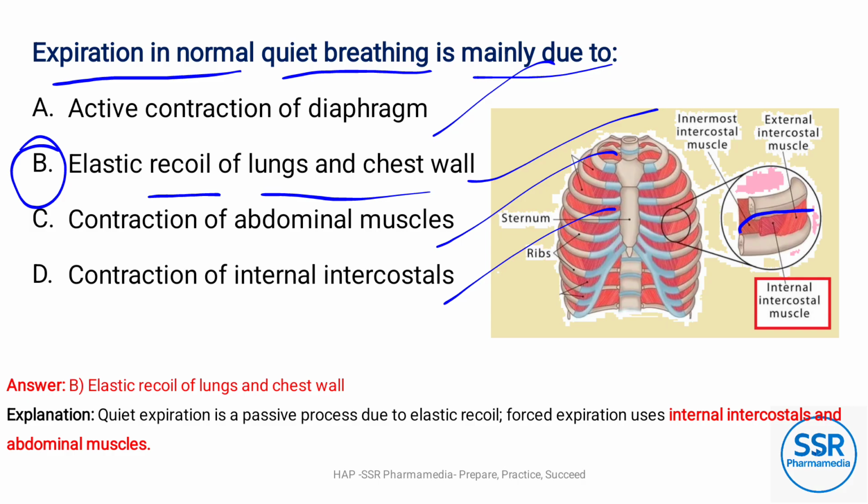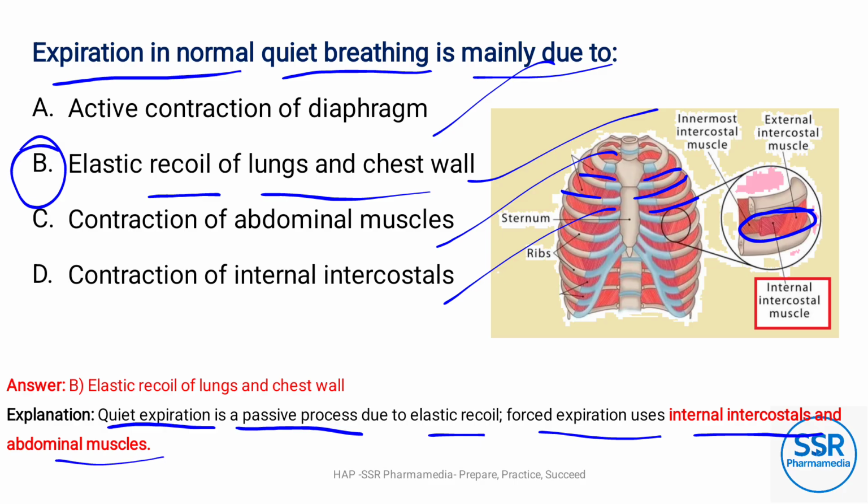So this is the intercostal muscle present between here. Quiet respiration is a passive process due to elastic recoil. Forced respiration uses intercostal and abdominal muscles.